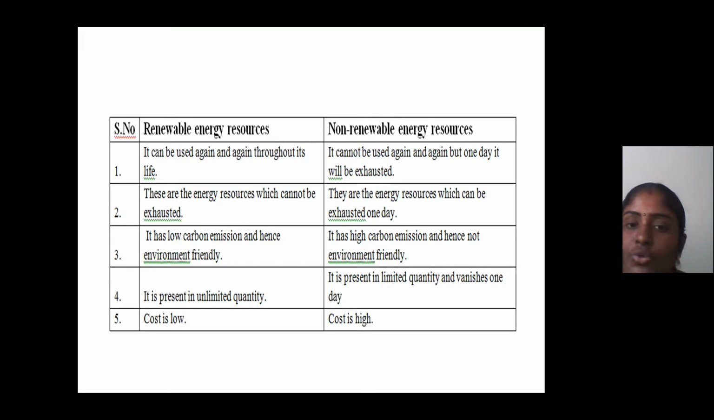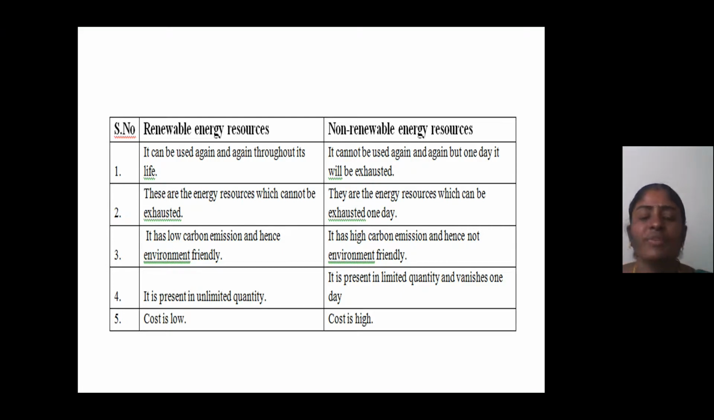Then renewable energy sources are the energy sources which cannot be exhausted. Renewable energy sources have low carbon emission, hence they are environmentally friendly. But in the case of non-renewable energy sources, it becomes polluted. Renewable energy sources are present in unlimited quantity, that is, they are not at a particular level, so they are unlimited. But in the case of non-renewable energy sources, it is limited.